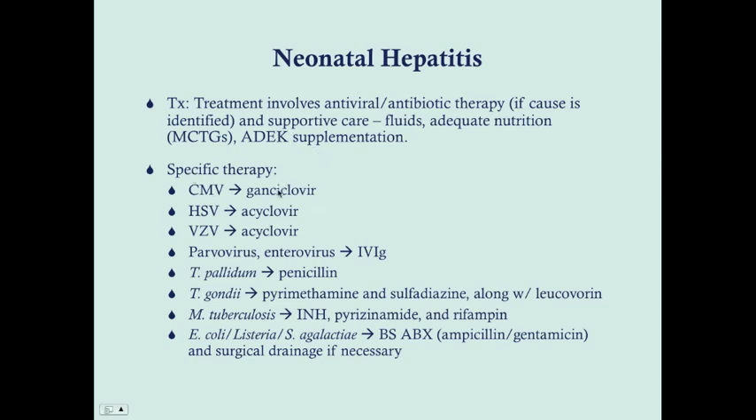Specific therapy, if you do identify the cause: if it's cytomegalovirus, you're going to give ganciclovir. If it's herpes simplex or varicella zoster virus, you'll give acyclovir. Parvovirus and enterovirus can be treated with IVIG. If it's syphilis, you'll give, of course, penicillin. If it's toxoplasmosis, you'll give a combination of pyrimethamine and sulfadiazine. You should also give leucovorin for that, too, because of the adverse effects of those drugs. If it's tuberculosis, you'll give isoniazid, pyrazinamide, and rifampin.